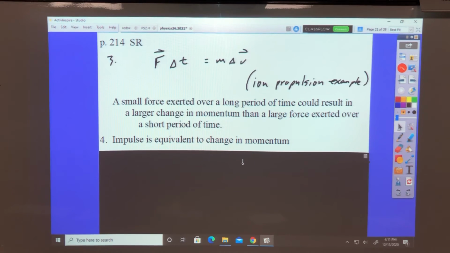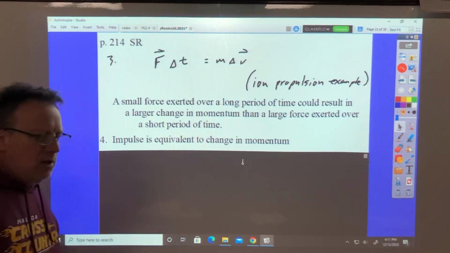And number 4, what's the relationship between impulse and momentum? Impulse is equivalent to a change in momentum.